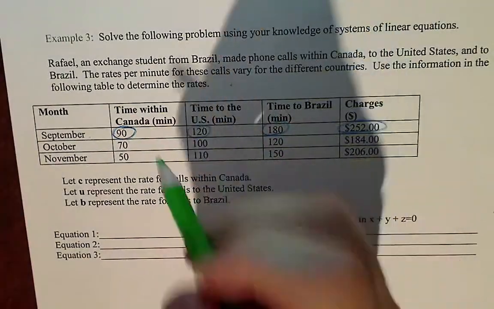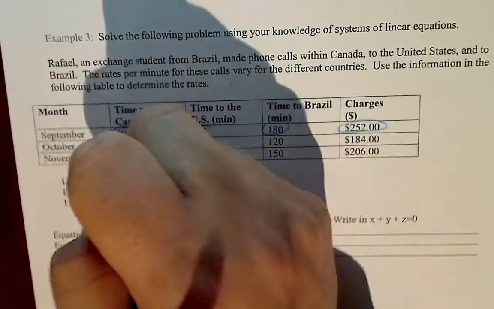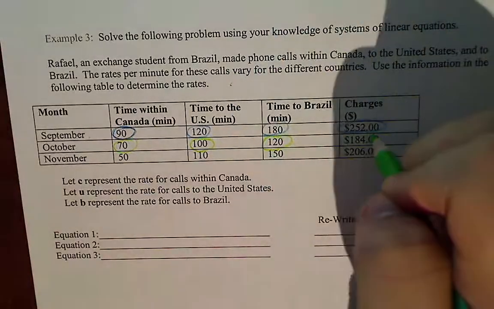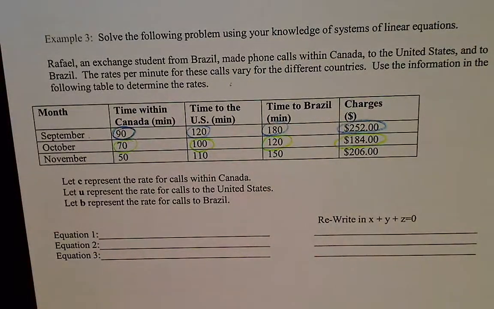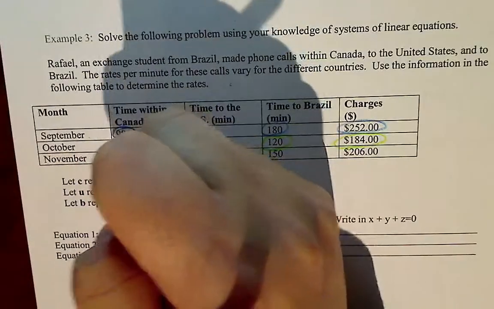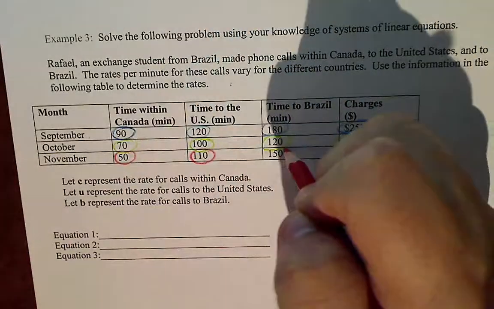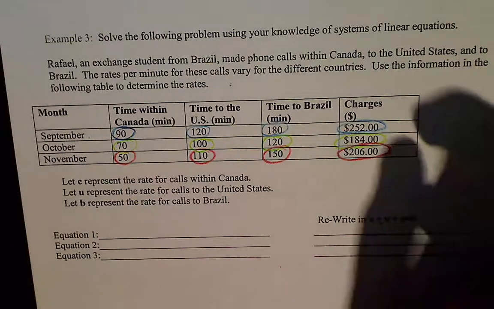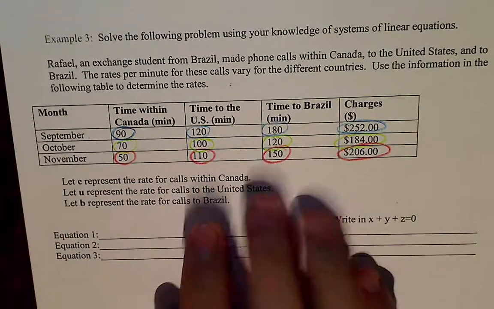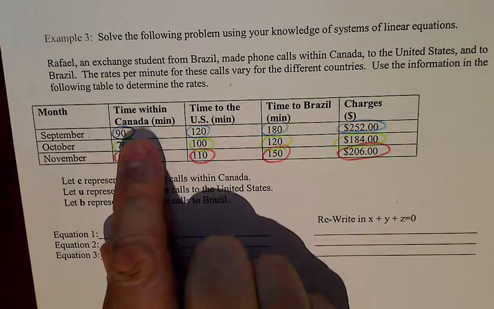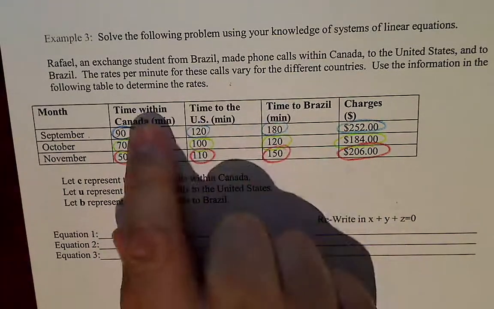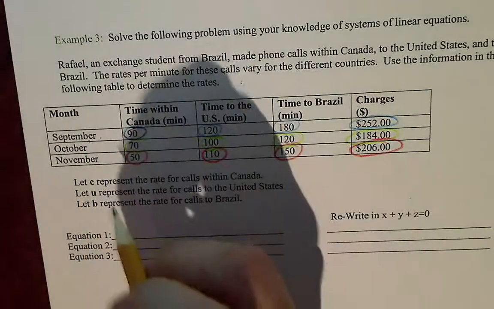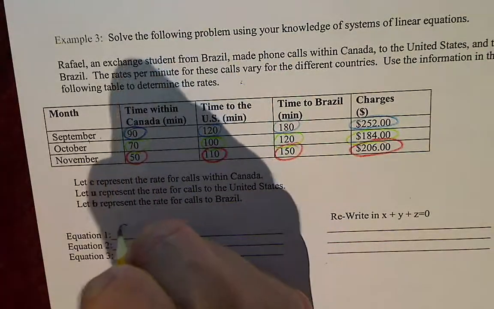If I take my October bill, 70 minutes with Canada, 100 minutes to the US, 120 minutes to Brazil, has to give me 184. And then again, 50 minutes with 110 minutes, 150 has to give me 206 in the bill. And I do that to make sure that I add these up correctly. The most common mistake a lot of times is to do this vertically versus horizontally. And so when I write my first equation for September, it would look something like this.